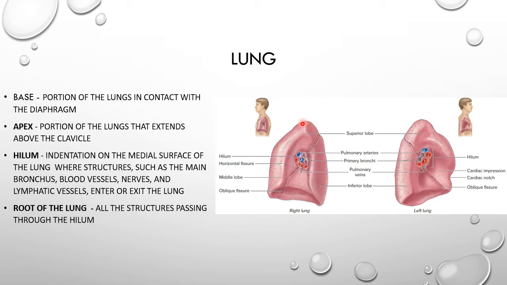Okay, the apex. And when you say hilum, this is the indentation on the medial surface of the lung where the structures such as the main bronchus, blood vessels, nerves, and lymphatic vessels enter or exit the lung. So this is your hilum, no? The main vessels and bronchus are there, okay? And the root of the lung refers to all the structures passing through the hilum. Okay?